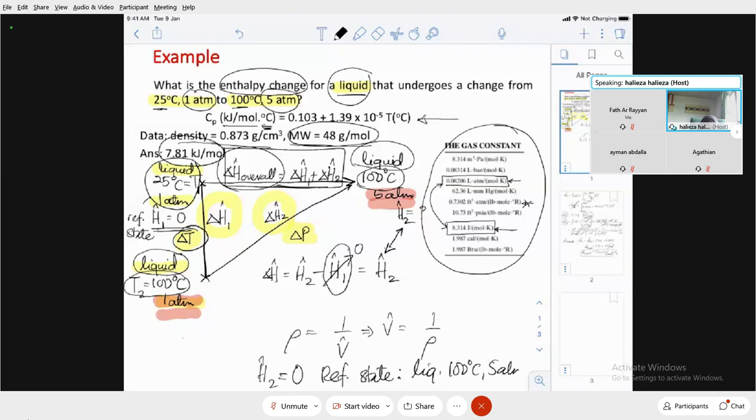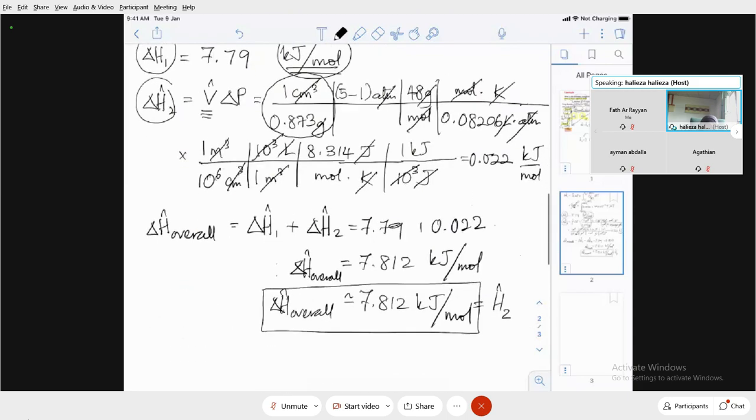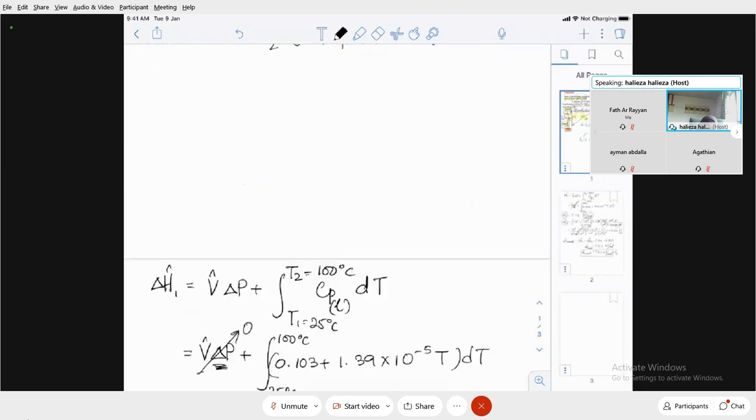If you do the reverse, then your answer will be negative. That's the only difference. Now we get positive. Our answer is 7.812. But if you change your reference state, instead of the first position being your reference state, now you select the second condition as your reference state, then the value you will get will be negative 7.81 instead of positive. That's the only difference. Okay, guys? Do you get what I'm trying to say here? Anybody? Yes, doctor. Yeah, good.